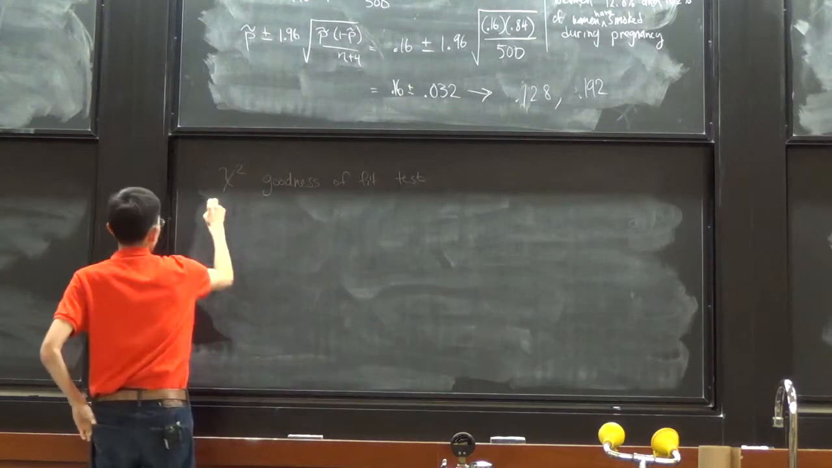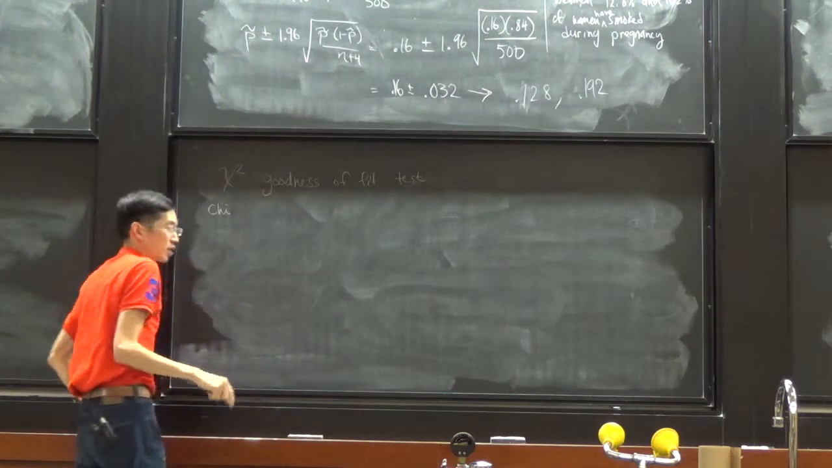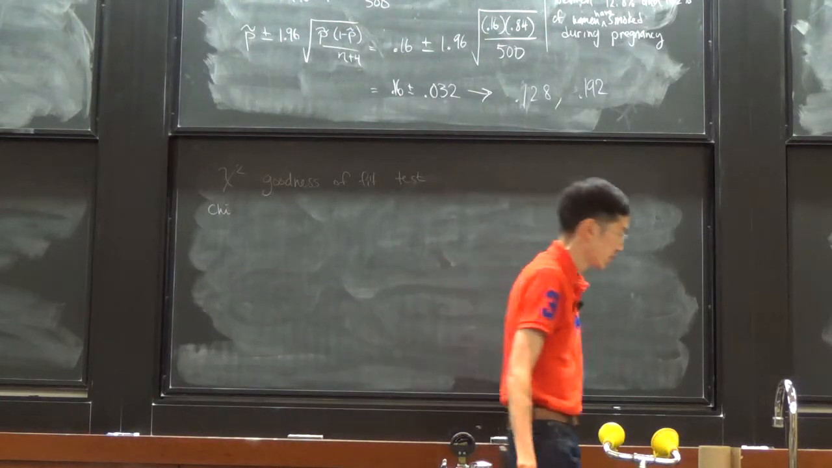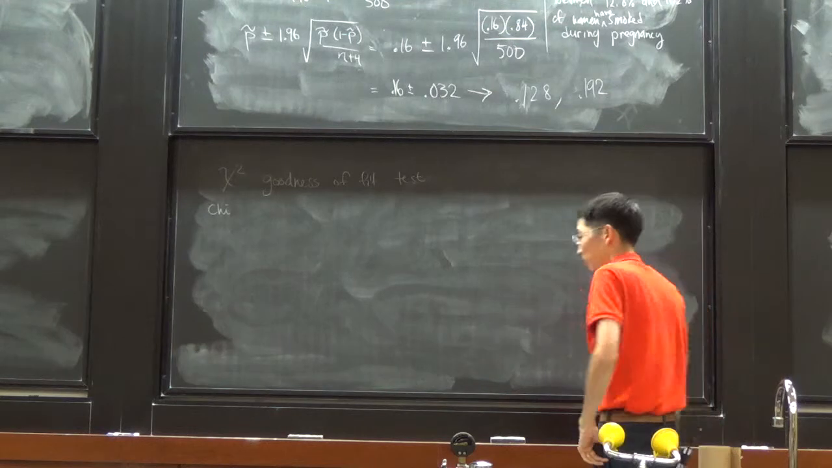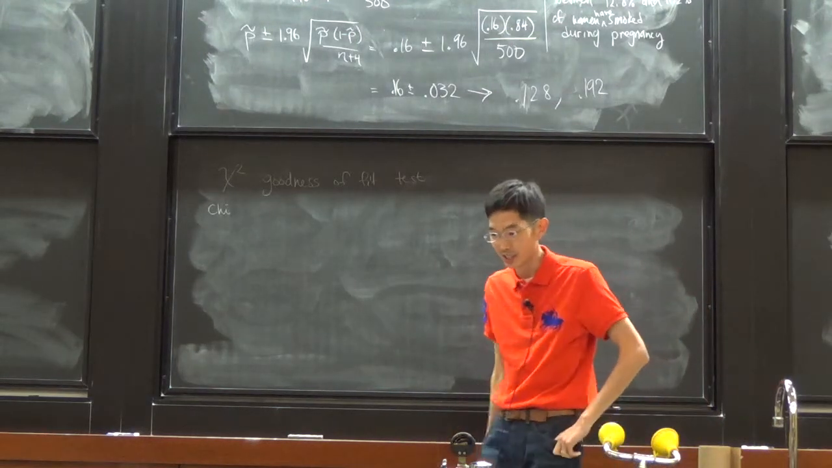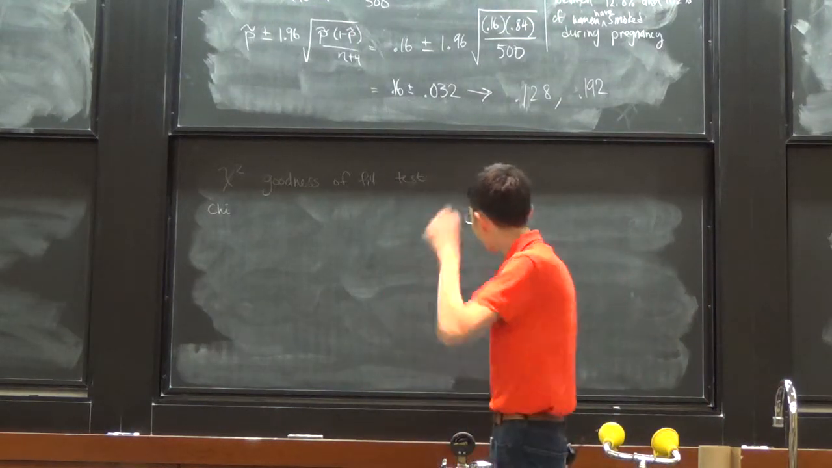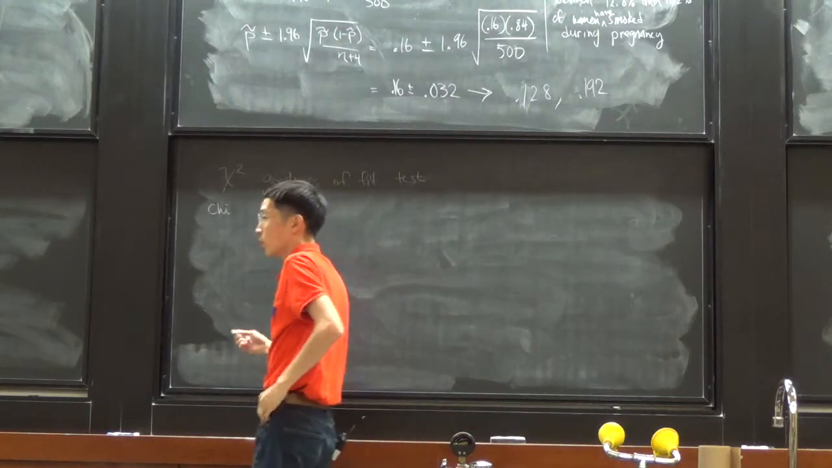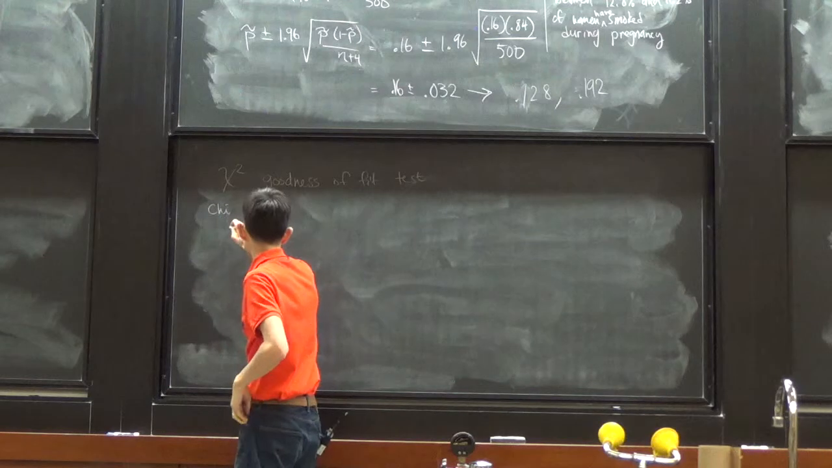Chi is spelled C-H-I, but it's pronounced chi. It's the Greek letter. That looks a lot like X. The chi-squared goodness of fit test. And the idea here is we've got one categorical variable.